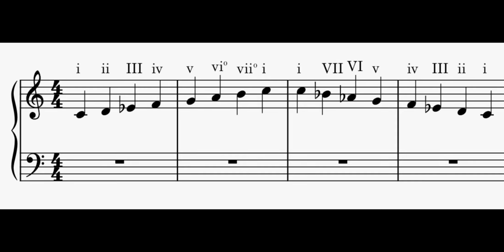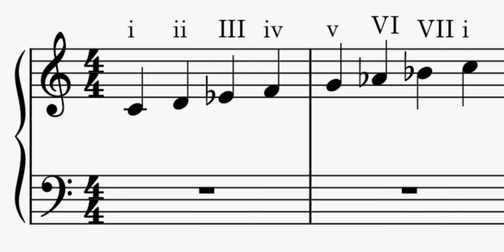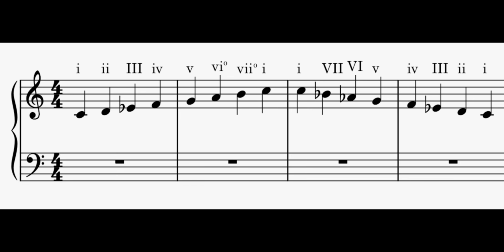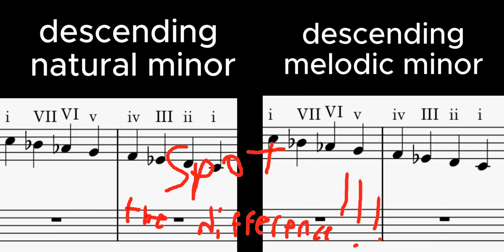Going downwards, the melodic minor scale becomes practically identical to the natural minor scale. There is essentially no difference. This is what makes the melodic minor so unique and therefore so hard to identify for beginners, because its descending variant is often confused for the natural minor.